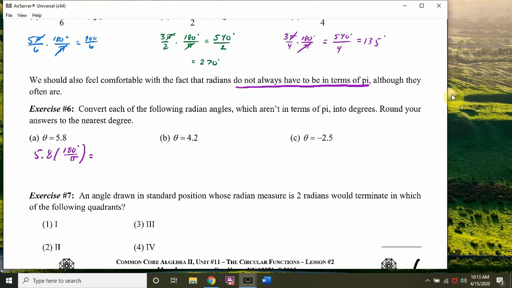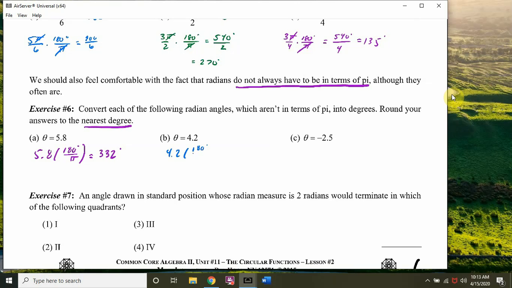These are not always going to look very nice. You often get decimals back. They're saying to round to the nearest degree. I'm getting about 332 degrees back. 5.8 radians is the same as 332 degrees. Okay, let's see what 4.2 radians is the same as in degrees.